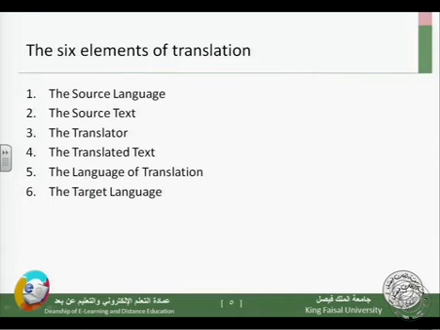Now, as I mentioned in my introduction, the 6 elements of translation, we will be going in more detail about the source language. We will discuss the source text. We will see what is related to the translator as a major element in the translation, then the translated text, then the language of translation, then the target language. Now, these are the elements of translation.